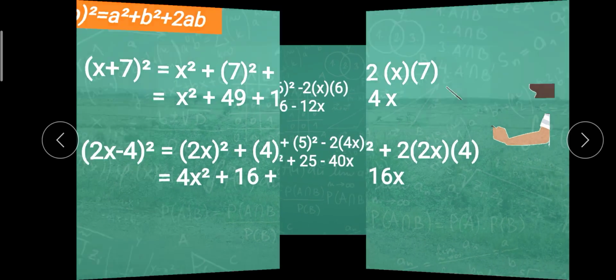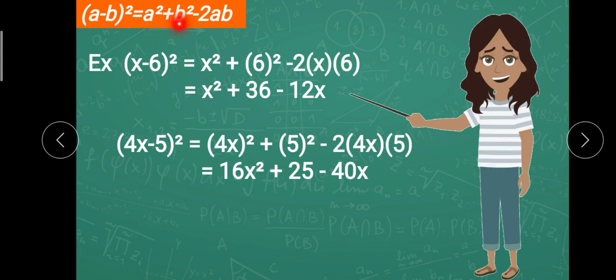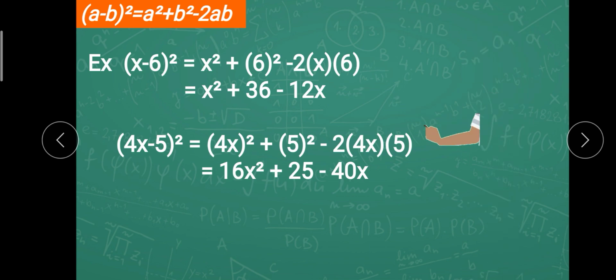So now let us move to the next identity, which is (a minus b) whole square. So (a minus b) whole square is a square plus b square minus 2ab. So the main difference between these two identities is the minus sign before 2ab.